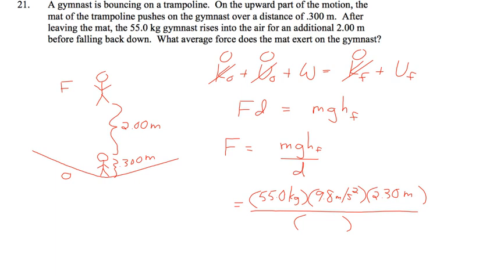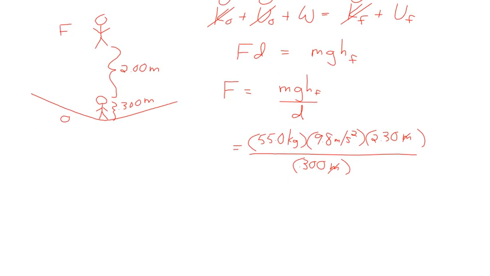And what's the distance? 0.3. The meters cancel out, and I get kilogram meters per second squared, which is a newton. So the answer came out to be 4,132 newtons, or if I write it in scientific notation with 3 significant digits, 4.13 times 10 to the third newtons.